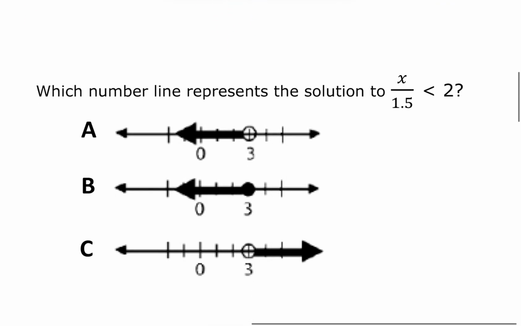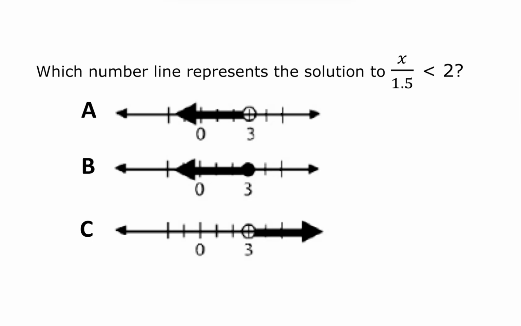All right. This is how you're actually going to see it tested. Okay, which number line represents the solution to x over 1.5 is less than 2? So we have to solve first. That's the most important part. So I'm going to solve, and I have room here, so I'm going to bring down my alligator. I'm moving 1.5, so this is what we just did. So I'd be multiplying by 1.5. So x, and then I already did that multiplication for us. It's 3. So my circle has to be on 3.